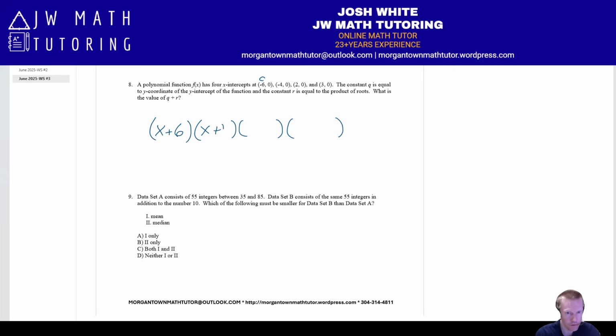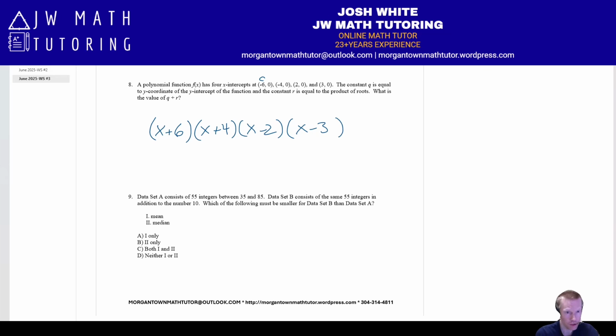So that means we're going to have another factor of x plus 4 from the negative 4, and then x minus 2 and x minus 3. So this is what the factored form of this polynomial would look like. Again, there might be a number in front here.